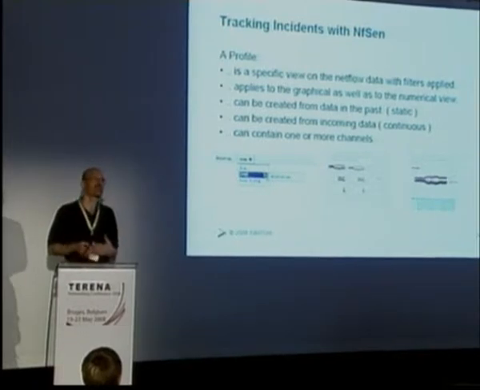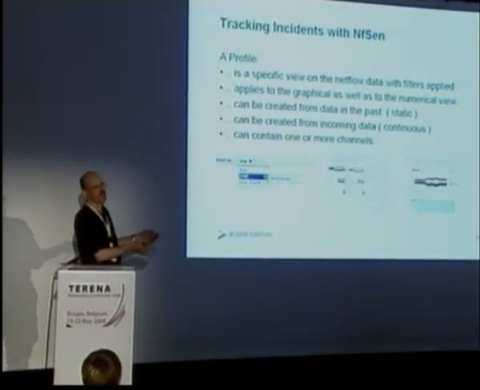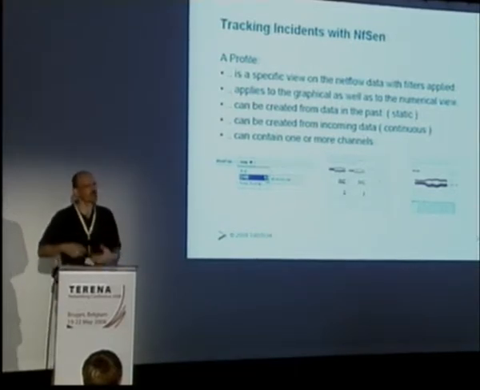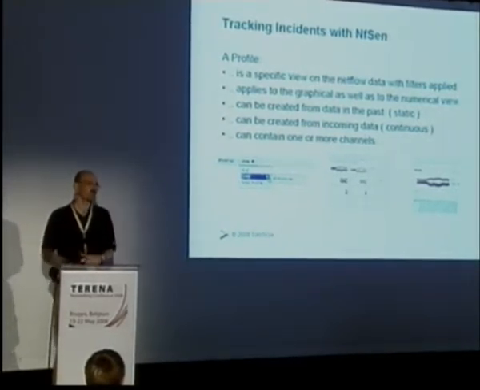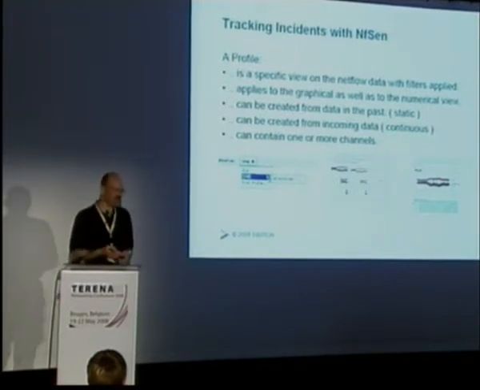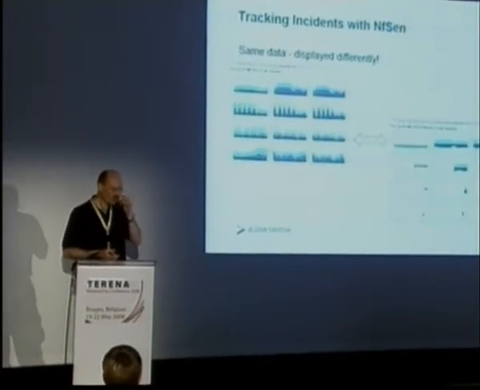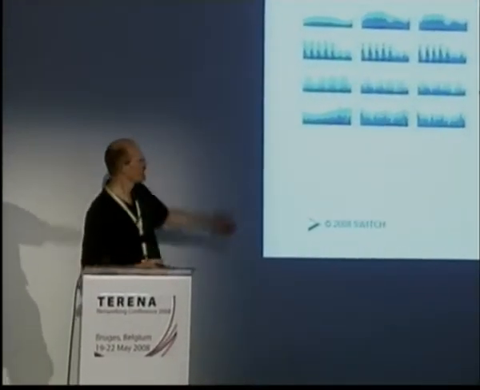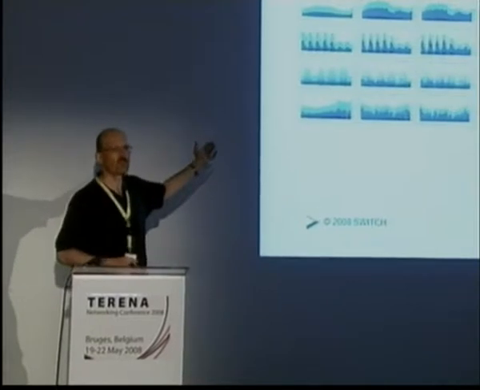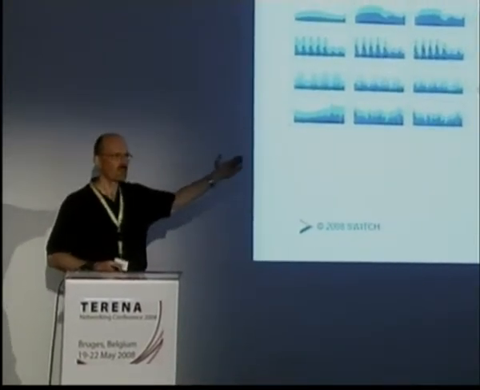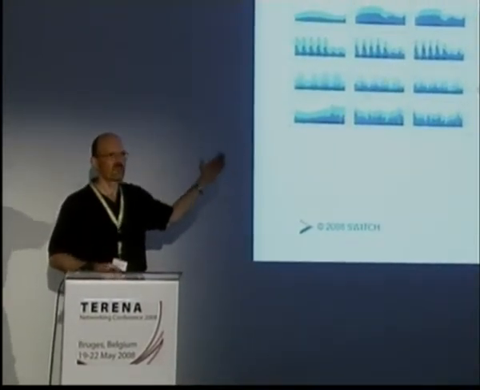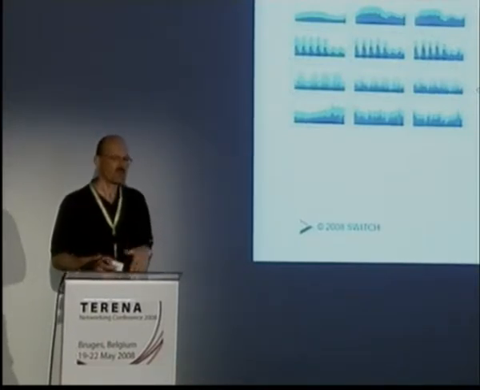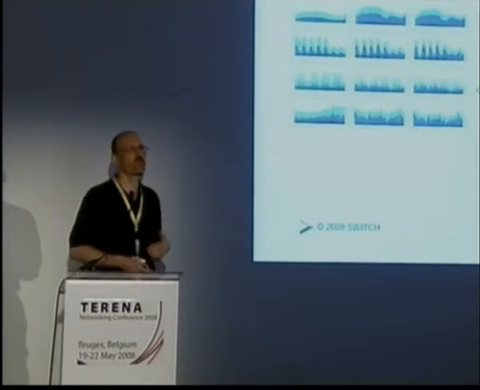A profile can be specified from flows we already collected in the past, or it can be created from ongoing processing of flows as they come in. So we have very flexible options to create these profiles. For example, you can also display these graphs differently. On the left-hand side, you have the total traffic situation, and on the right-hand side is a profile which shows you the very same traffic, but divided into input and output. So this is a very easy profile, but you can go much further.